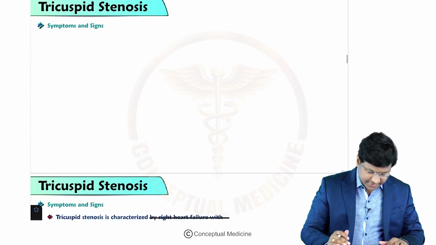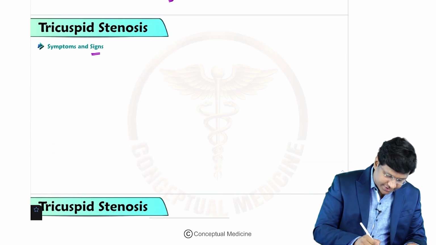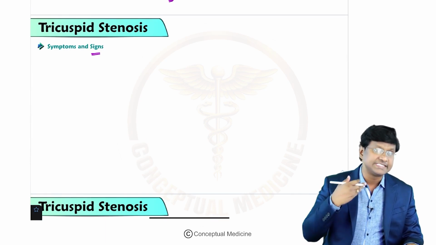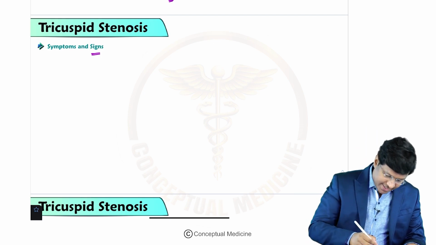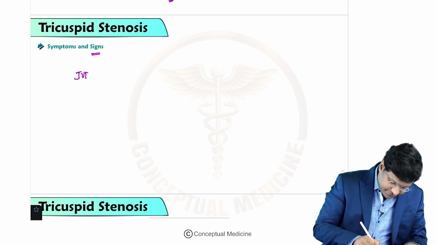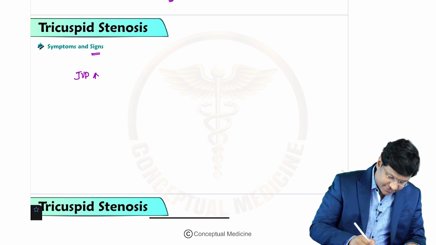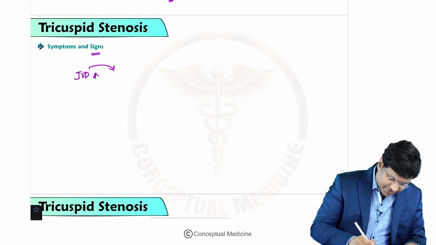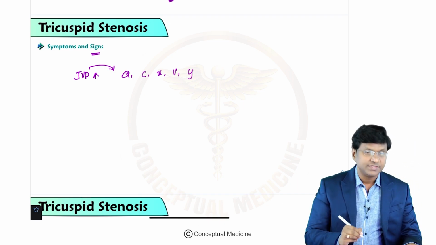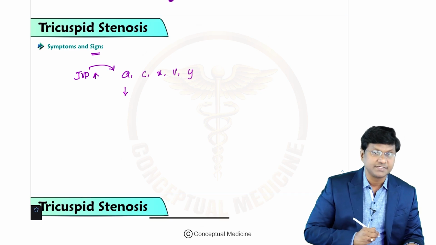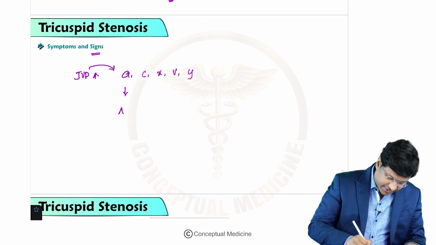Then what will be the signs in patients with tricuspid stenosis? The signs, if you see, the JVP will be elevated. And within the JVP, you need to know that there are waves. And what are the waves in the JVP? The waves in the JVP include A wave, C, X, V, and then Y. So these are the waves in the JVP. And what does the A wave represent? The A wave represents the atrial contraction.